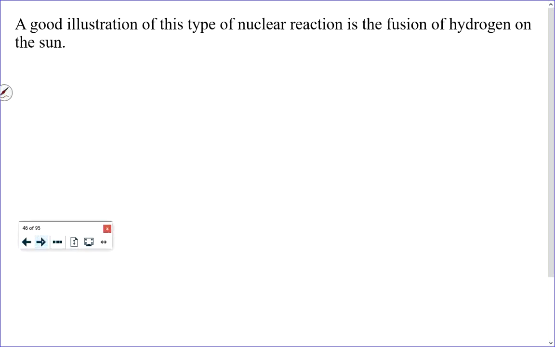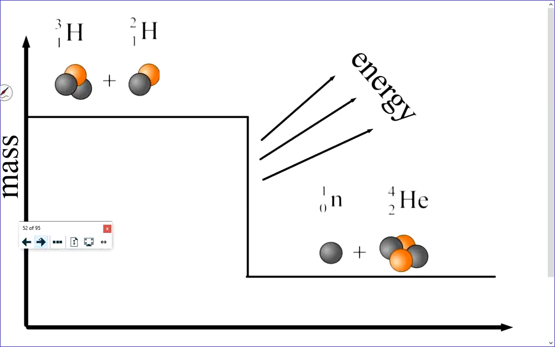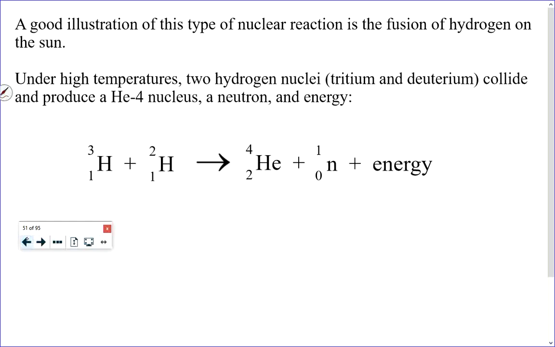Let's talk about the fusion reaction, the primary fusion reaction that happens on our sun. It's not the only fusion reaction that happens, but most stars have fusion of hydrogen. Specifically, tritium, which is hydrogen-3, and I'll show you the formulas for these in a second, and deuterium, which is hydrogen-2, collide and come together to form helium. Let me show you the reaction first. To form helium and a neutron.